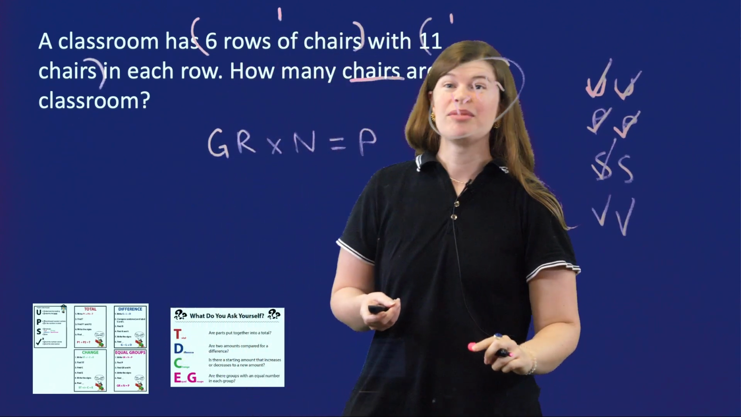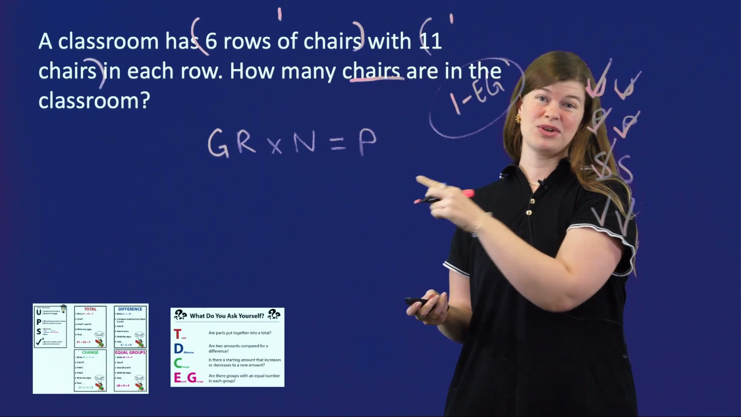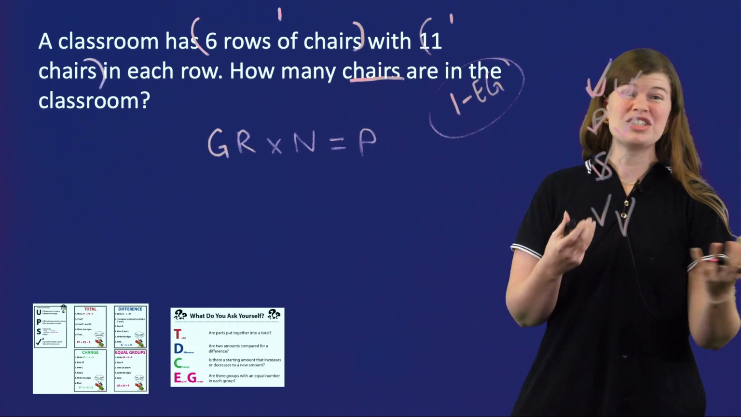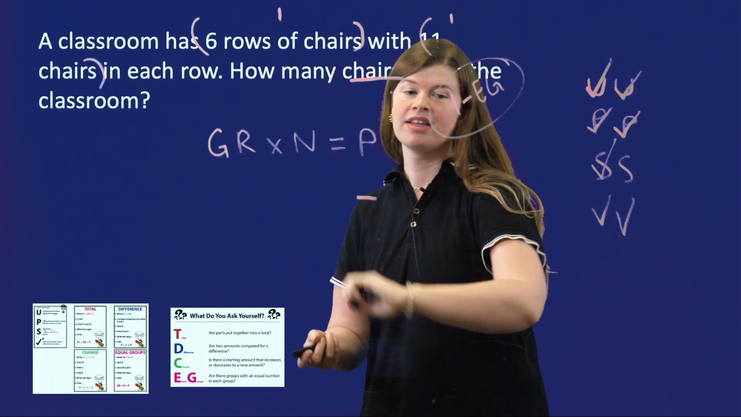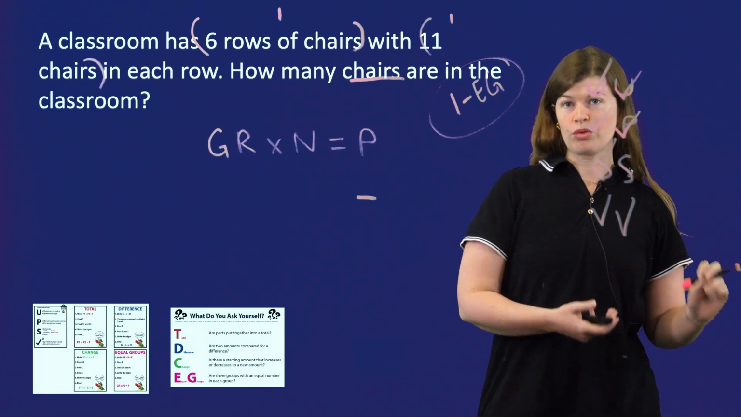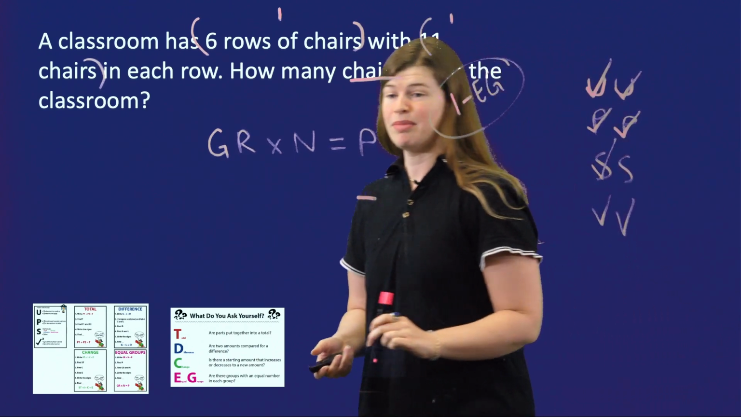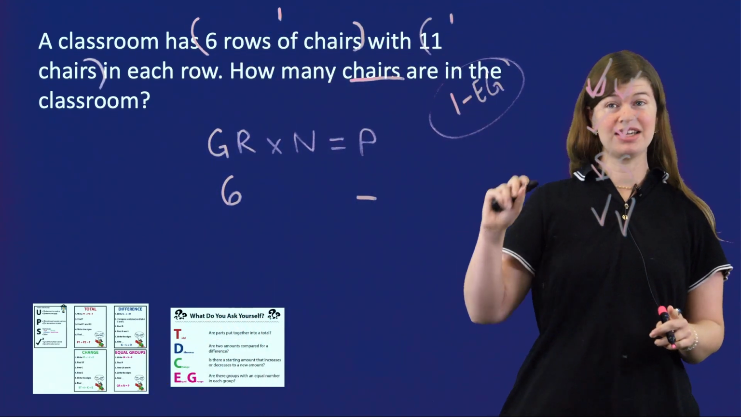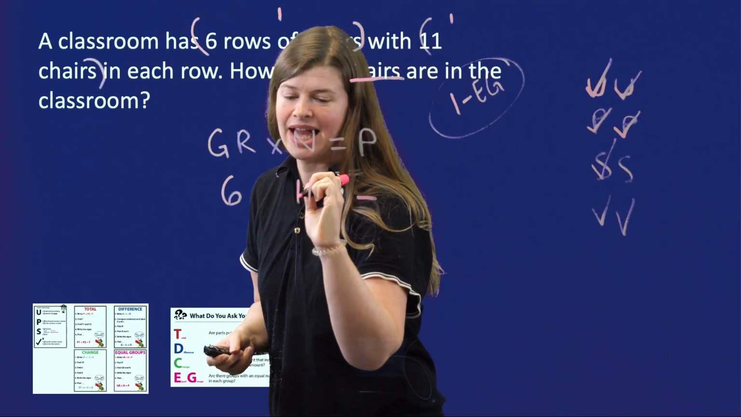And for step 2, I'm going to identify the product. So they're asking how many chairs are in the classroom. That's going to be our total amount of chairs here. We don't know our product in this situation, so I'm going to put a blank underneath. For the next step, we need to find the groups and the amount in each group. I know that we have 6 rows of chairs. Those rows are going to be my group, so I'm going to put that underneath here. I know that I have 11 chairs in each row, so that's my number in each group. I'm going to put that underneath my N.